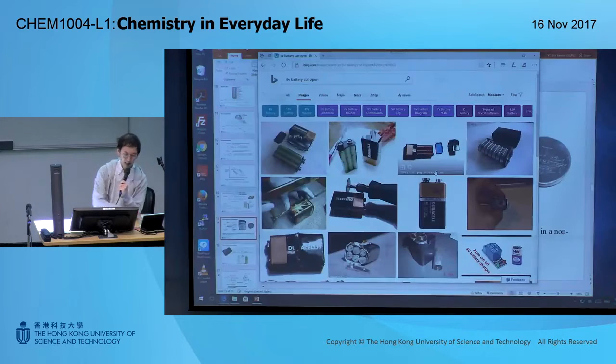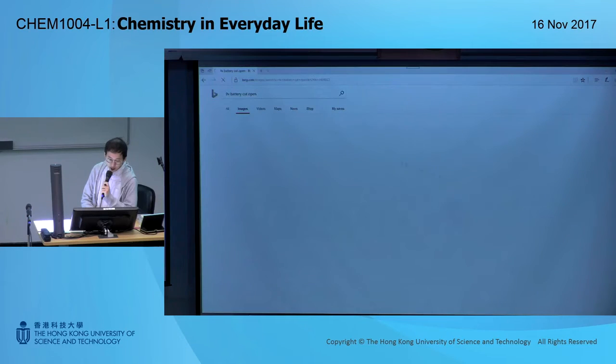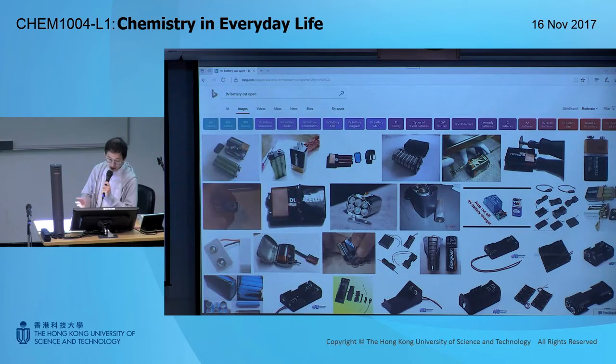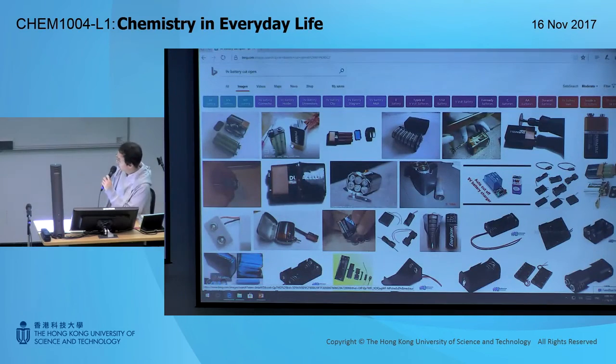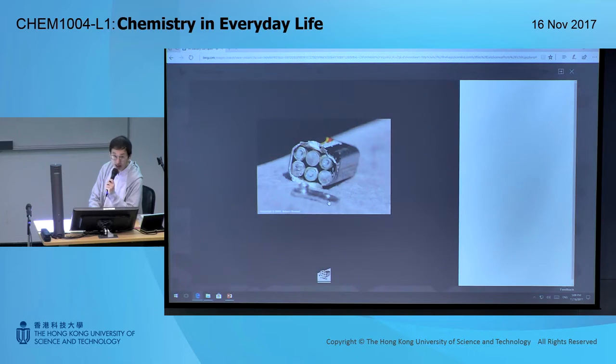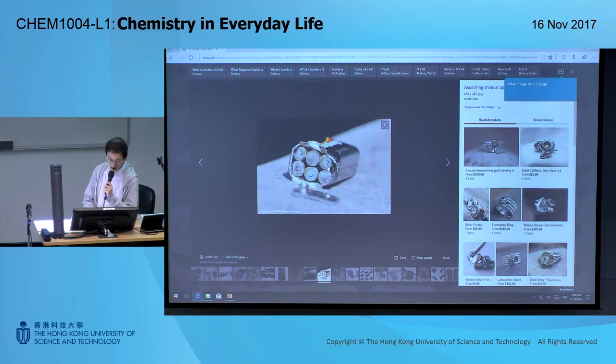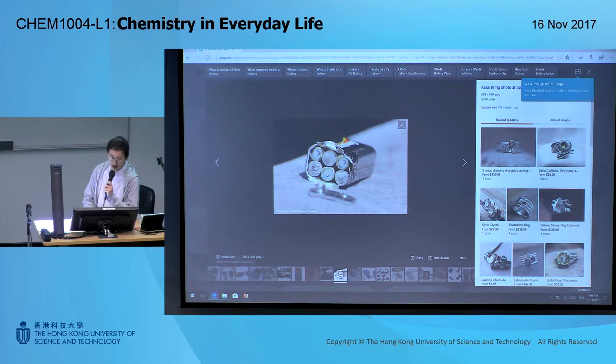Okay, so the answer is by connecting cells in series. Okay, so indeed you can only get 1.5 volts because there's the limit of the batteries, but you can connect a few of the cells in series, so the voltage will add up. So if you take 6 of these batteries of 1.5 volts and connect them together in series, then together you will get 9 volts out of that. Okay, so that's how you get 9-volt batteries.